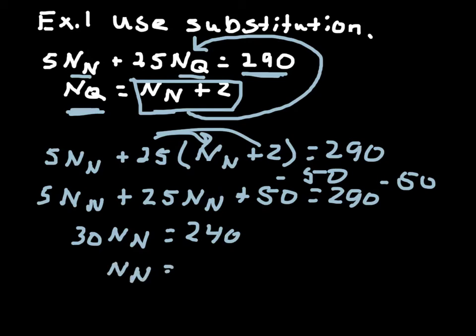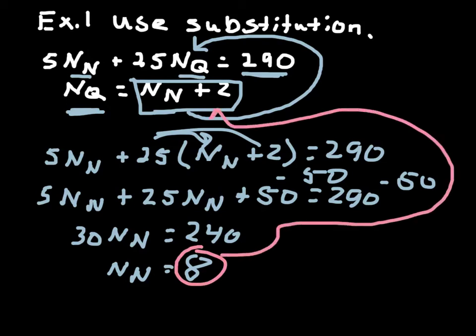And that gives me 8. So what's NN mean? That's the number of nickels. So the number of nickels I have is 8 nickels. Now let's figure out how many quarters I have. So I'm going to take 8 and I'm simply going to substitute it in right up here into this equation.